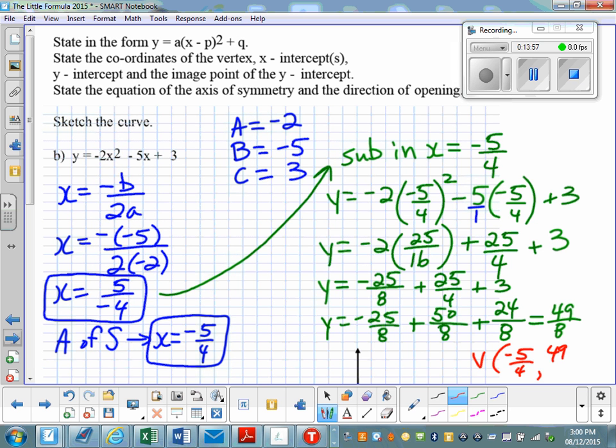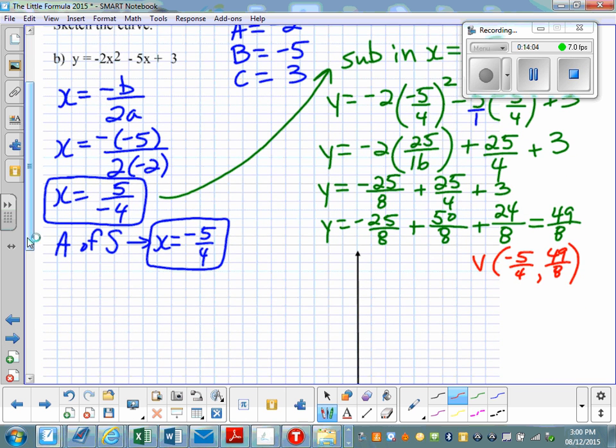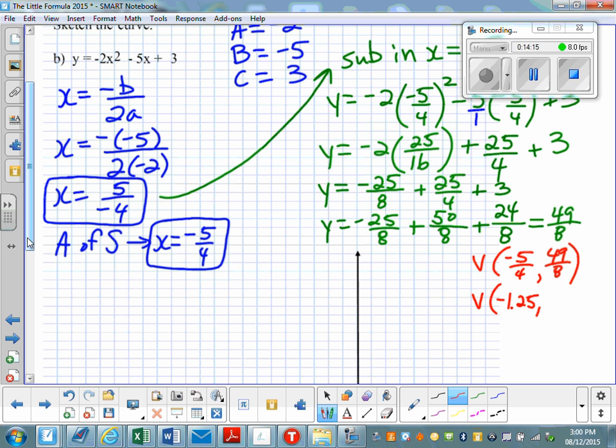and 49 over 8. Now you may want to change those to a decimal form so that they're easier to plot. So if you divide -5 divided by 4, you're going to get -1.25. And 8 goes into 49 6 times, and 1/8. So 6.125 is what that one's going to be. So there's my vertex.